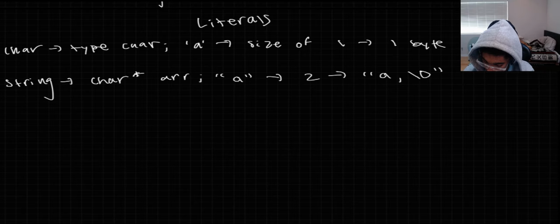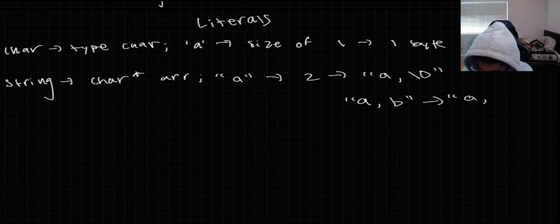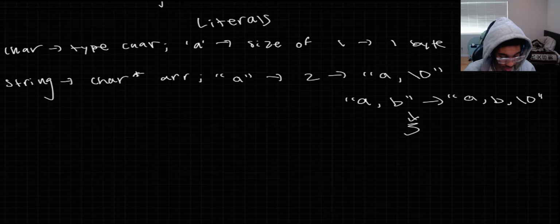So let's say we had an array of A, B, then this would actually be A, B, and then null terminator. So sizeof would be 3. If we get the length of this string array, then it would just return the length of all the characters, excluding the null terminator.